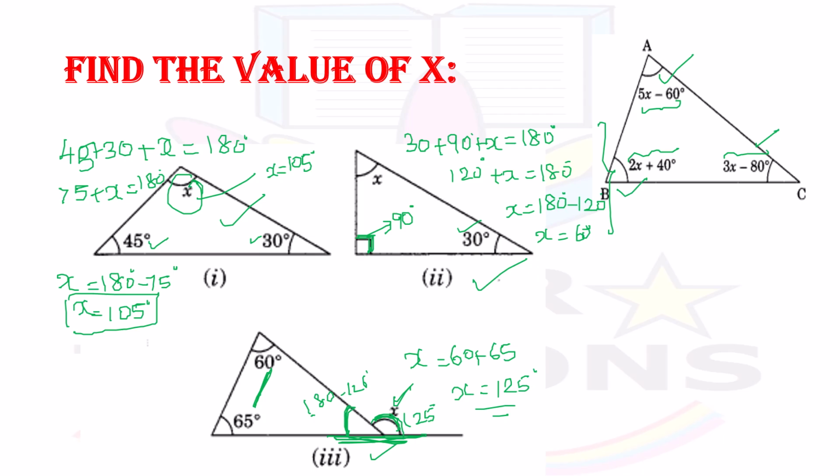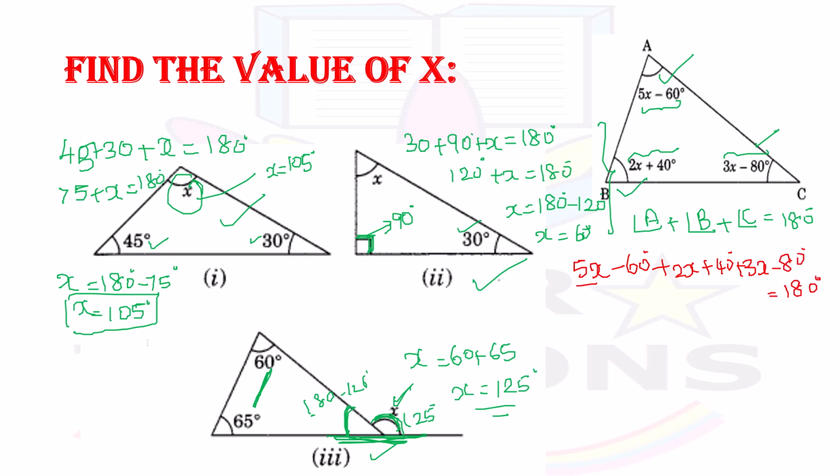We know the angle sum property is equal to 180 degrees. So I will write that rule first. Angle A plus angle B plus angle C equals 180 degrees. So what is angle A? It's nothing but 5x minus 60. What is angle B? It's 2x plus 40. What is angle C? It is 3x minus 80, which is equal to 180 degrees.